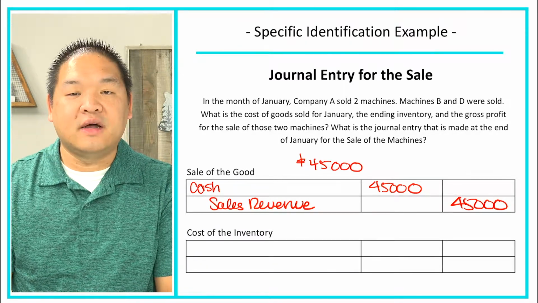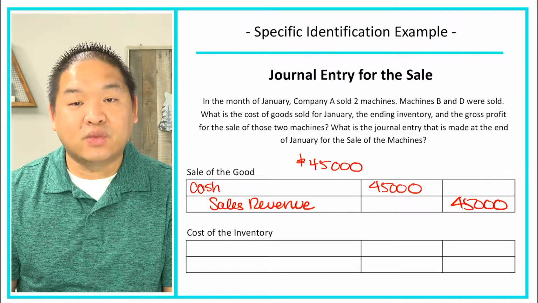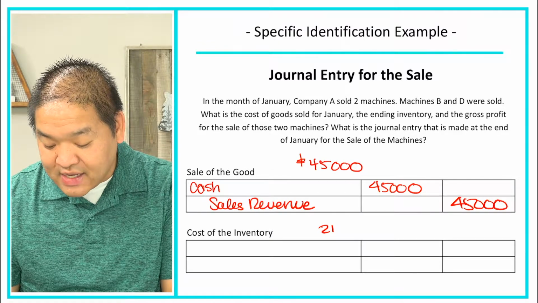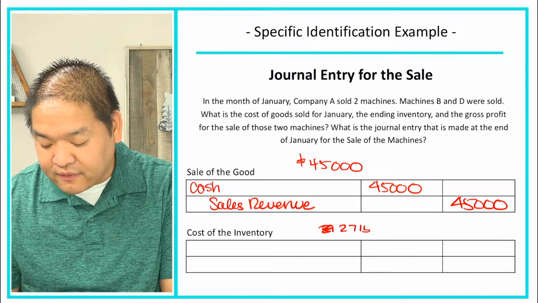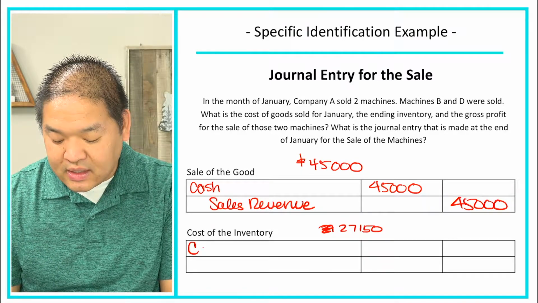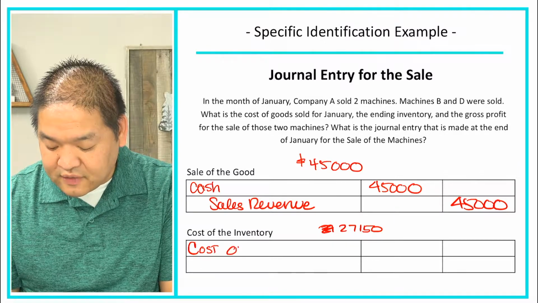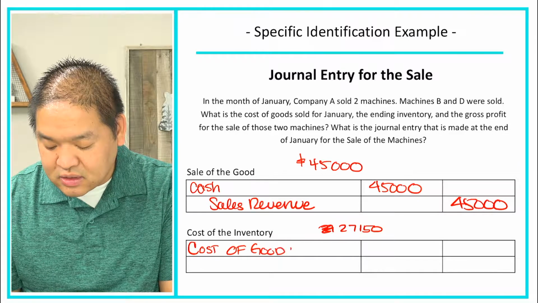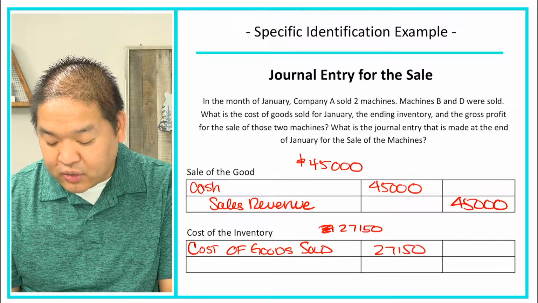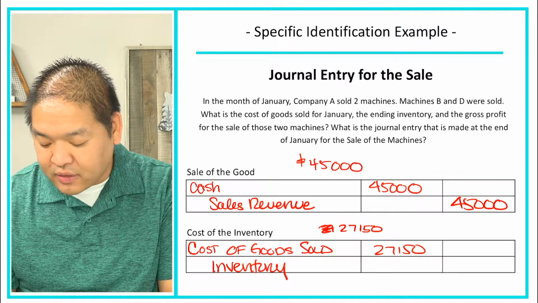And then cost of the inventory. So the cost of the inventory to us was $27,150. We're going to debit cost of goods sold like we did in the previous example. Cost of goods sold for $27,150, and we are going to credit inventory for that same amount.